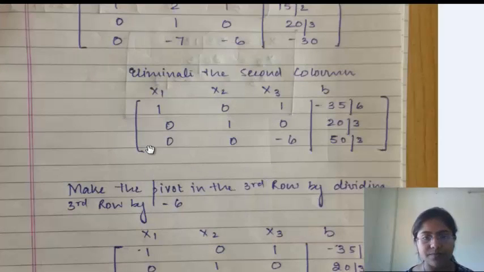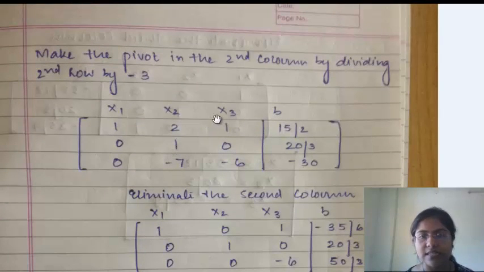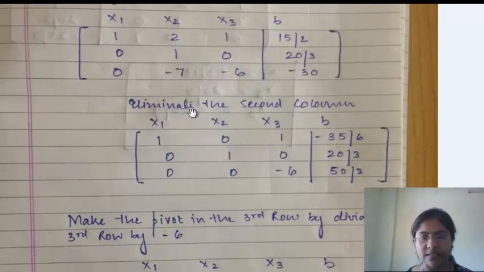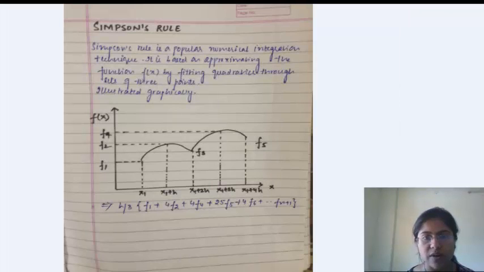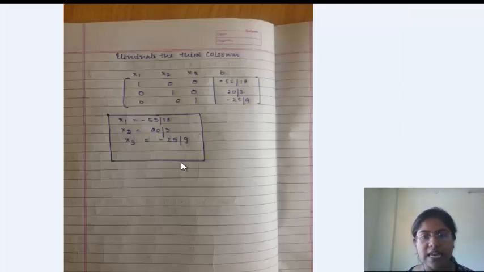and then we make the pivot, like you can see, in the second column by dividing the second row by -3. So again, by doing the operation, we get this matrix. We eliminate the second column and then make the pivot in the third row by dividing the third row by -6. So like you can see, we have got some number of zeros here. So finally we eliminate the third column. By eliminating the third column, the value for x1 is -55 by 18, the value for x2 is -20 by 3, and the value of x3 is -25 by 9.